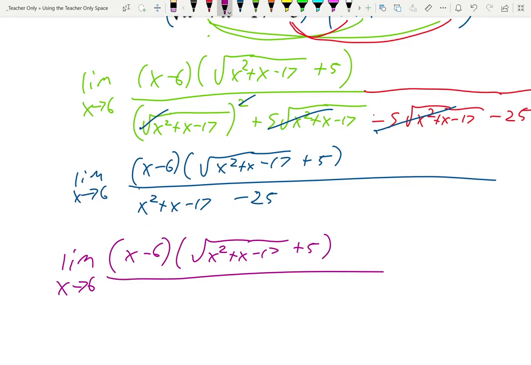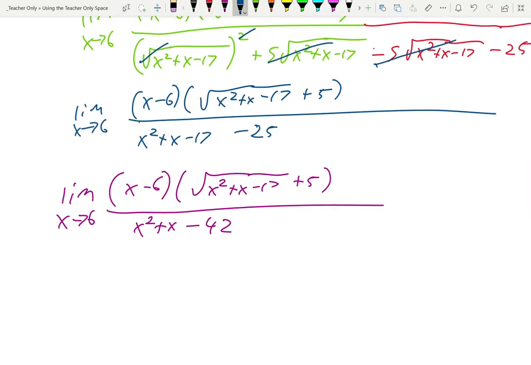Okay, now let's combine. So this is going to be x squared plus x, let's see, negative 17 minus 25. That's going to be negative 42. All right, now we can see it, hopefully. Hopefully we're looking at this saying, I can see my factoring. Whoops, that should be minus 6. I can see my factoring.